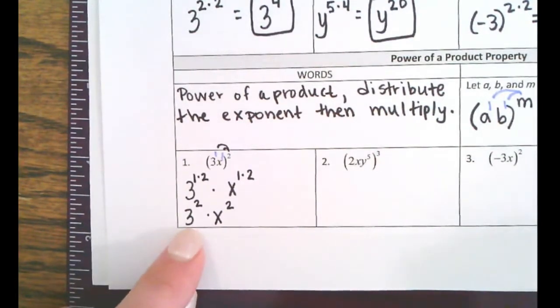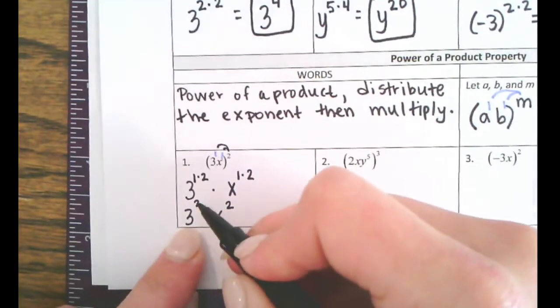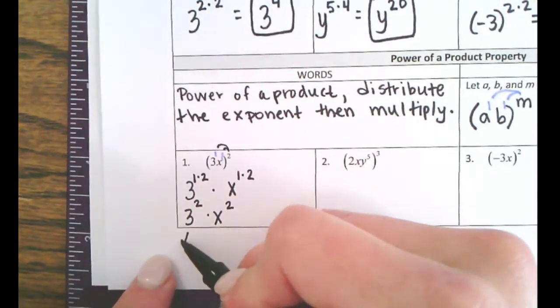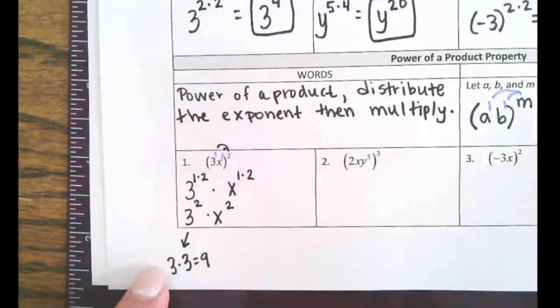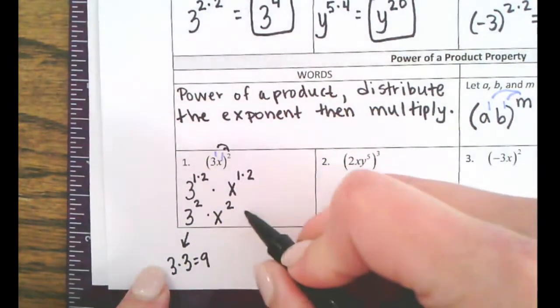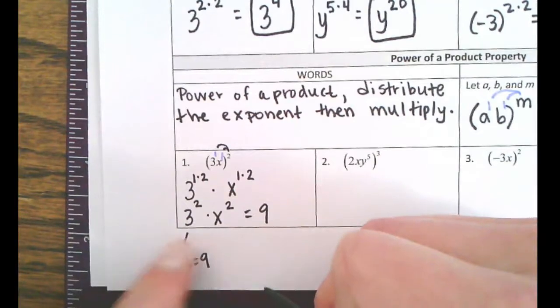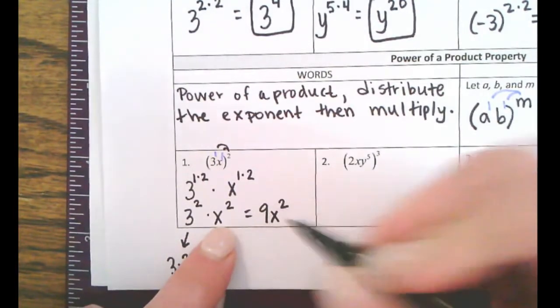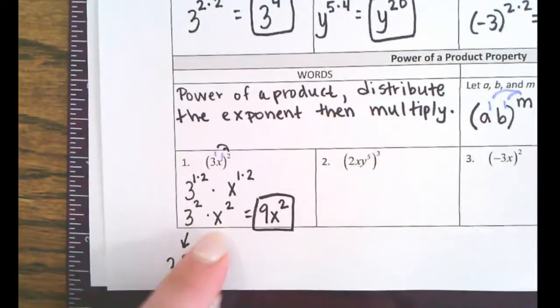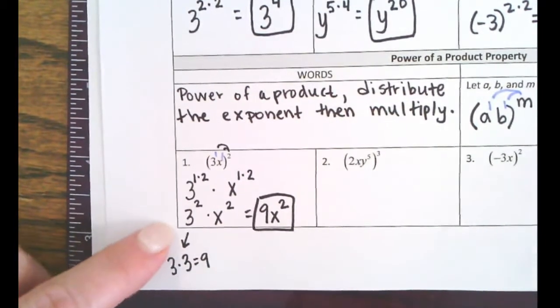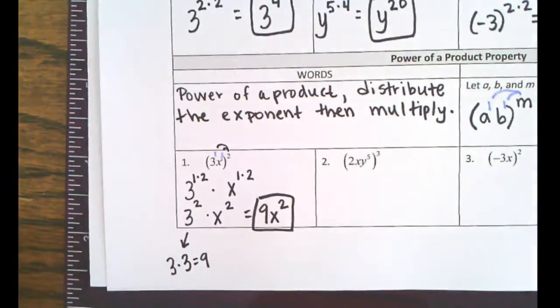Now, we are going to fully simplify these, and I want you to fully simplify them on your homework today. 3 squared is in expanded form 3 times 3, or 9. So this becomes 9x squared. This is fully simplified now. If you can simplify one of your numbers, go ahead and simplify it out.